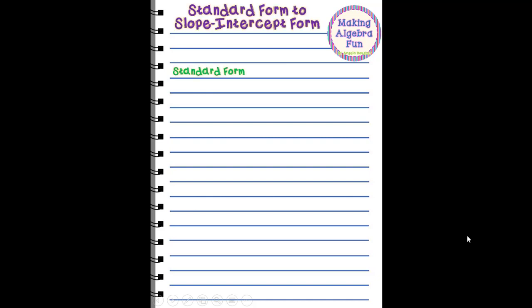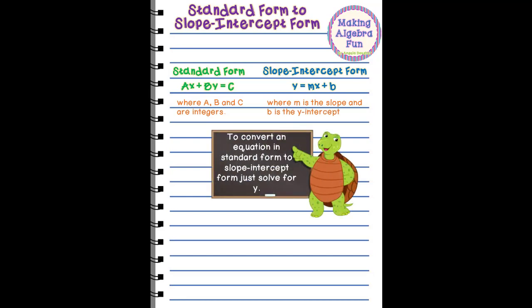Today we're going to talk about changing standard form of an equation to slope-intercept form of an equation. Standard form of an equation is given ax plus by equals c, where a, b, and c are integers. Slope-intercept form is y equals mx plus b, where m is the slope and b is the y-intercept. So to convert the equation from standard form to slope-intercept form, you basically just solve for y.